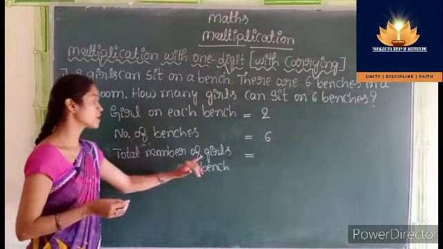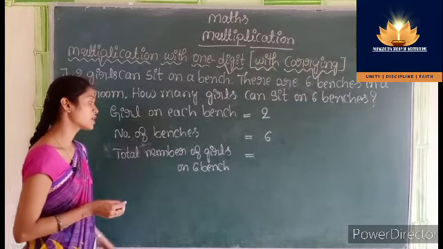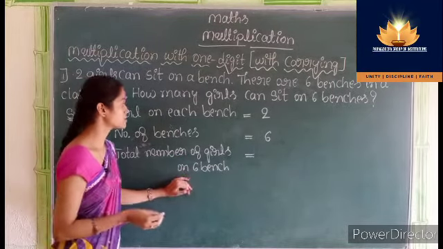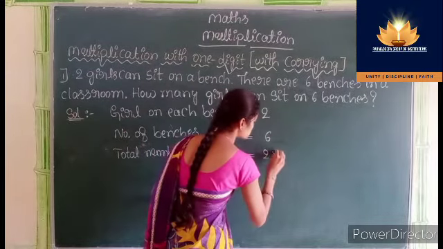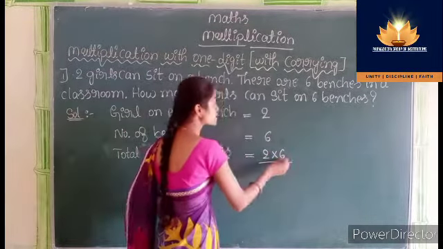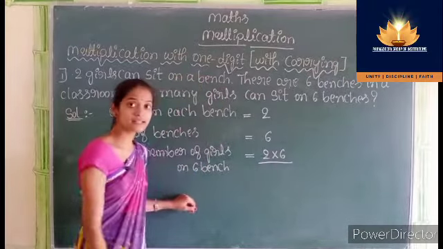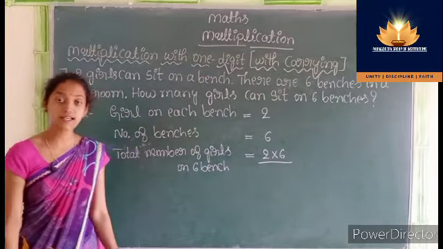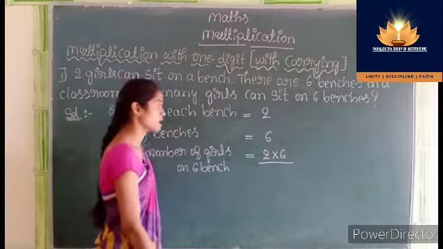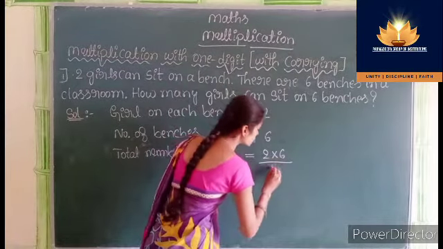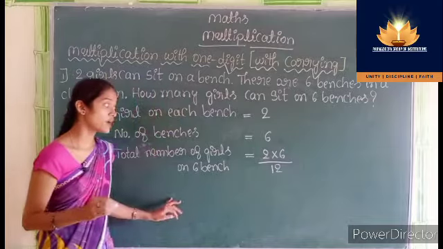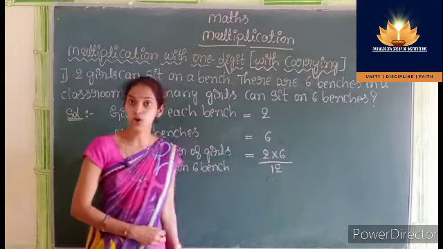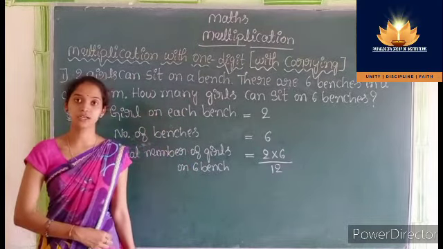Total number of girls on 6 benches. We have to find out this. For that we have to multiply 2 by this 6. 2 into 6. 6 twos are how much, students? 6 ones are 6. 6 twos are 12. So 6 into 2, that is equal to 12. So 12 girls can sit on 6 benches.